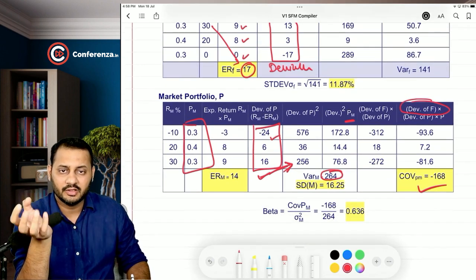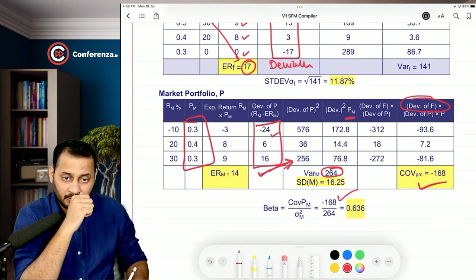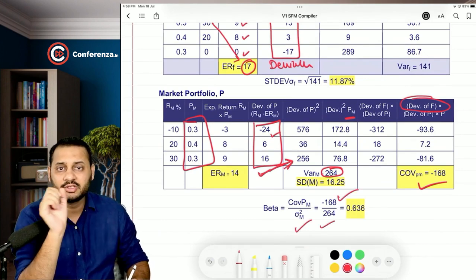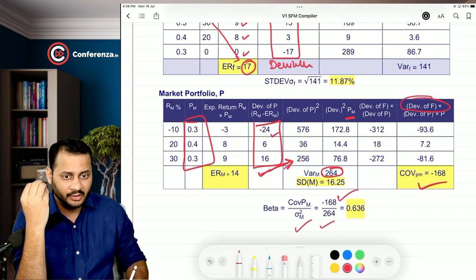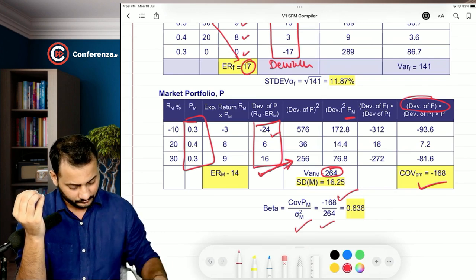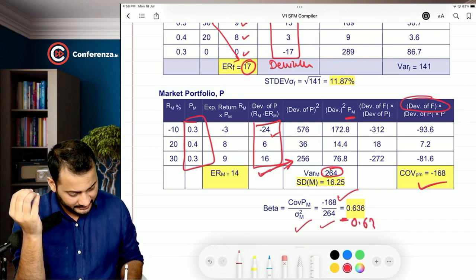So you have the figures with you. Covariance is coming to minus 168 and the variance of the market is coming to 264. That means there is an opposite direction movement. The beta will be 168 divided by 264. That's minus 0.636.